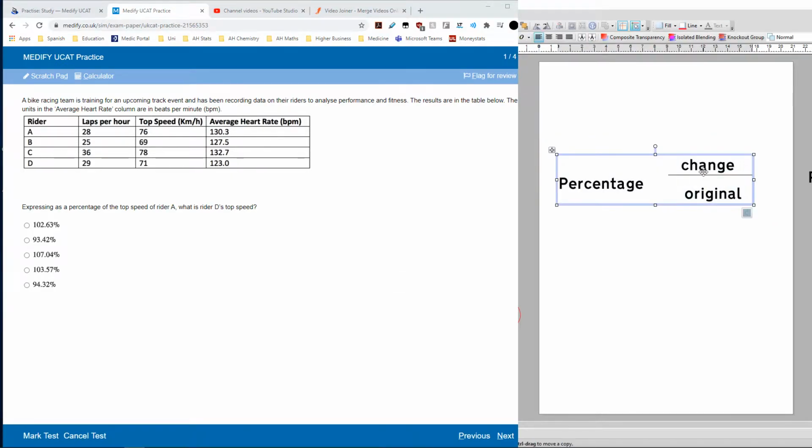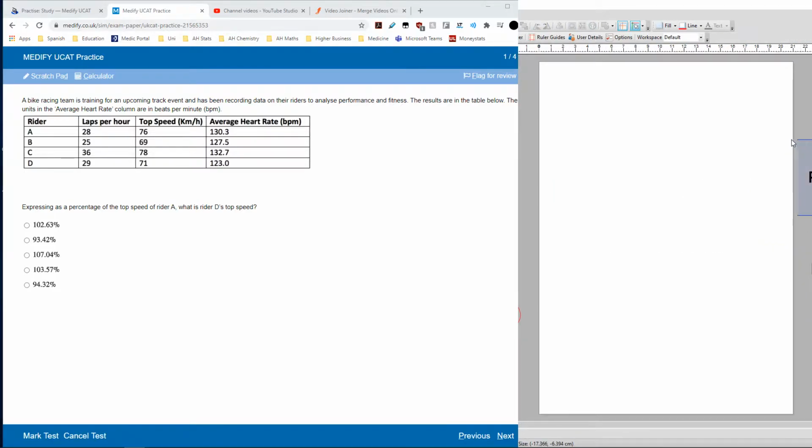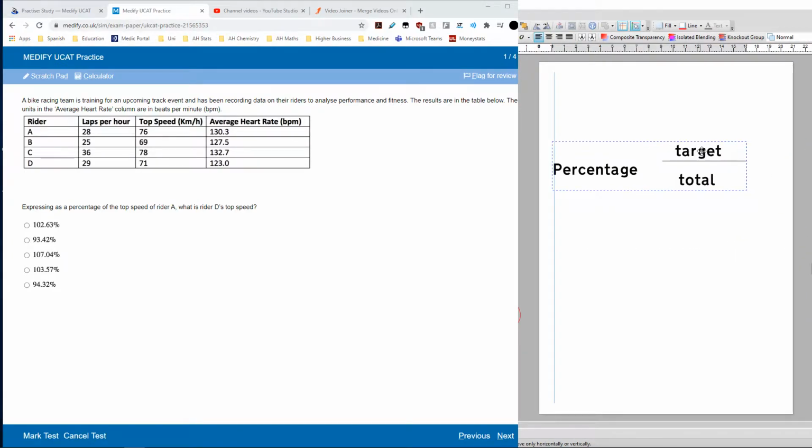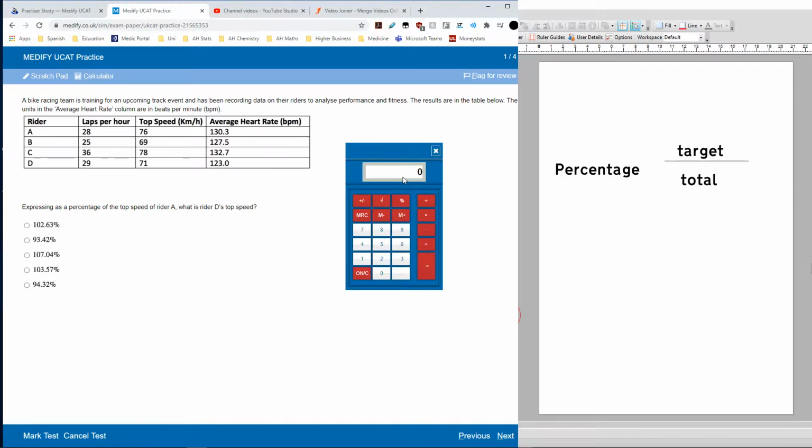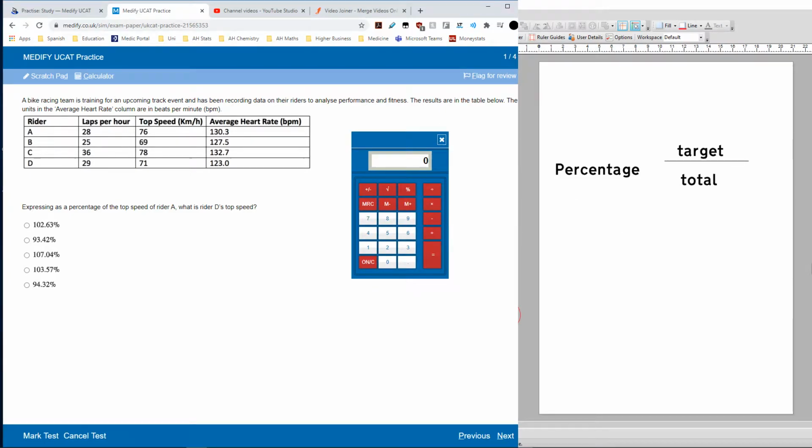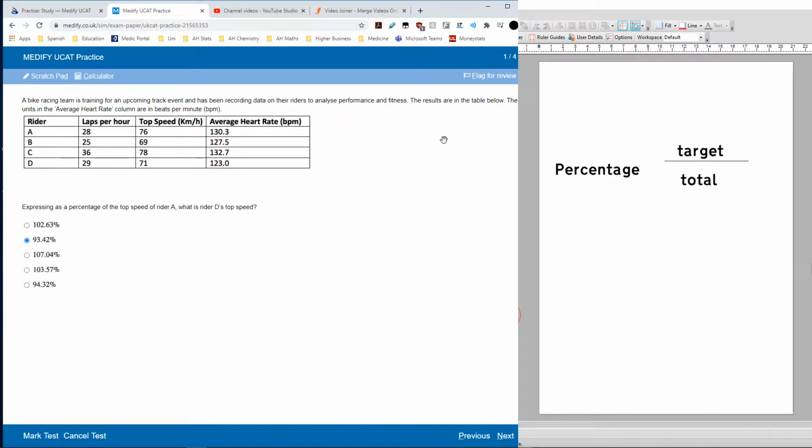Okay, so I'll get rid of that for a second. We're looking for what is 71 out of 76 as a percentage. Alright, let's work it out. So our target, which is 71, over the total, which is 76, that's 93.4%, 42%. That's our answer. That one was relatively straightforward if you know what you're doing.